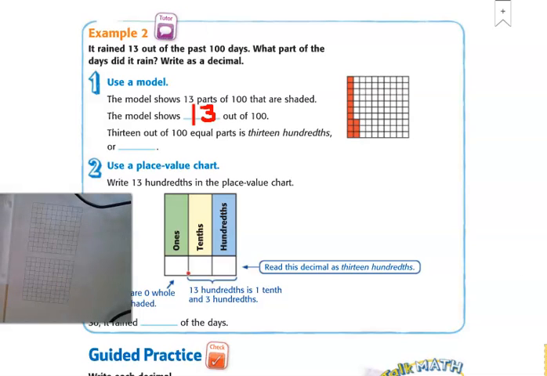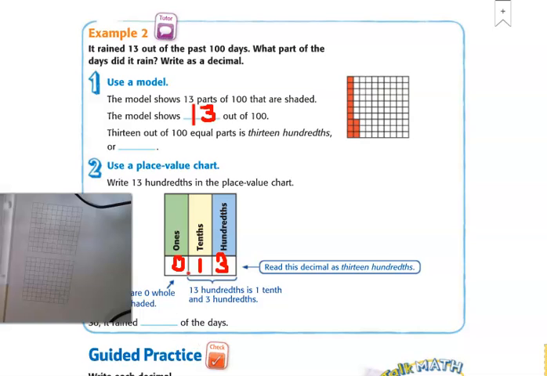or I can use this text box that I've been using, and it can be written that way. 13 hundredths on the place value chart would just be 0 ones, 1 tenth, and 3 hundredths, or 13 hundredths. So it rained 13 hundredths of the days.